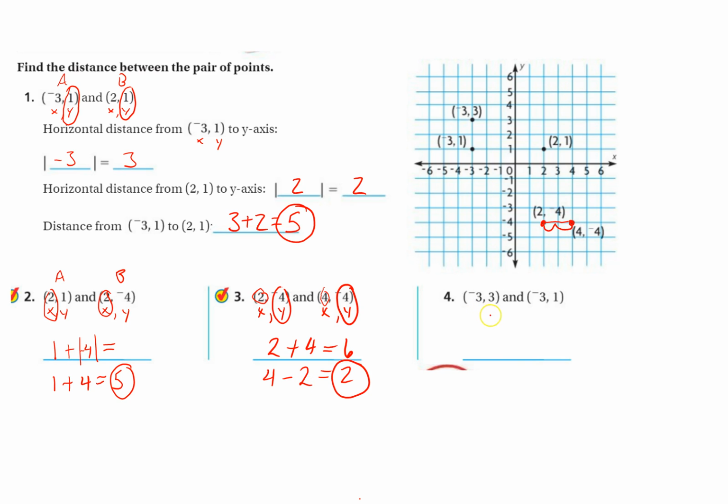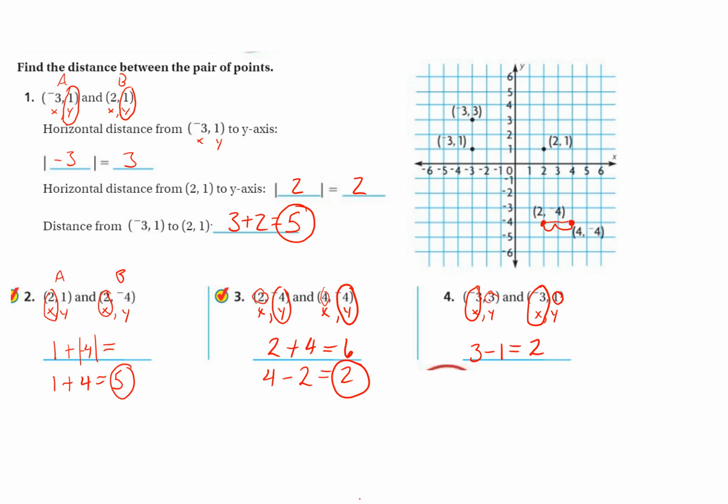Okay, so let's go on to number 4. I don't want to make that same mistake again. So we have x and y, x and y. Okay, our x values are the same, -3, -3. Our y's are different, and I notice they're both positive. So I'm not going to make the same mistake I made on number 3. Since they're both positive, I need to take these two numbers and subtract them to find the distance between them. So 3, the larger number first when you're subtracting, 3 minus 1 is 2.